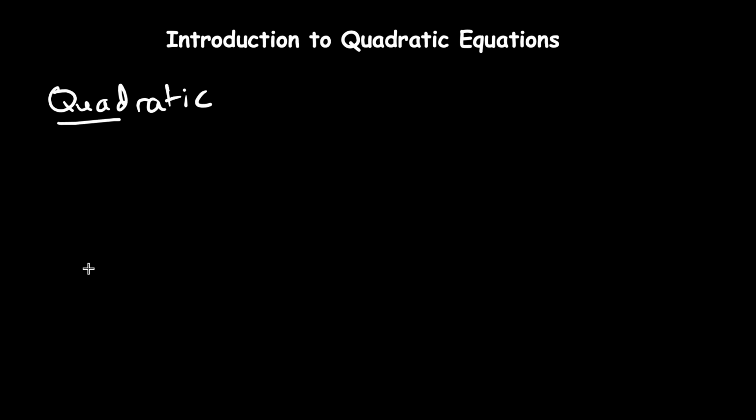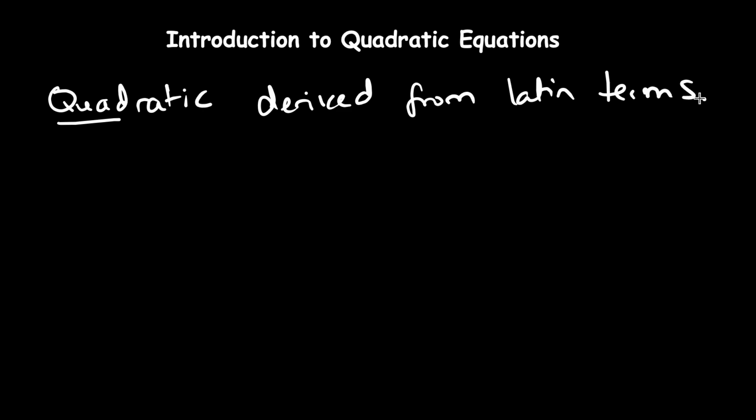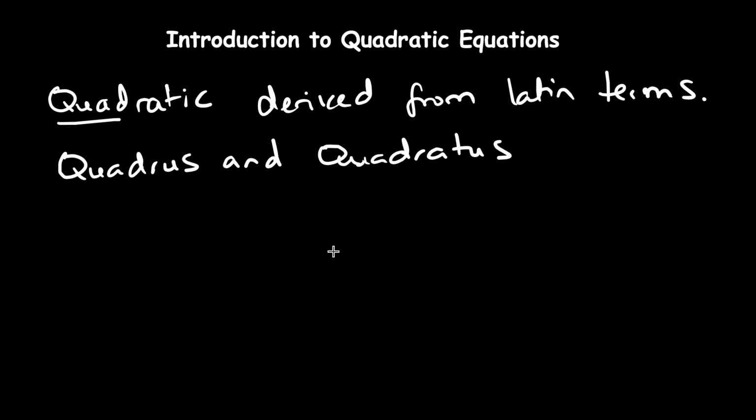And quad as a prefix might suggest four, right? And in a way, it still does. But this is derived from Latin terms. And those terms are quadrus and quadratus. Both of which in ancient Latin would mean square shaped or four sided.